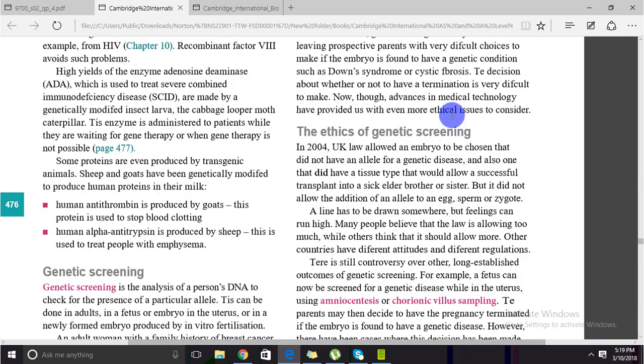And now we're talking about the ethics portion in more detail. UK law allowed an embryo to be chosen that did not have an allele for a genetic disease, and also one that did have a tissue type that would allow a successful transplant into a sick elder brother or sister, but it did not allow the addition of an allele to an egg, sperm or zygote.